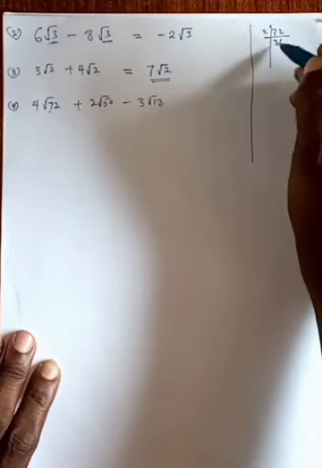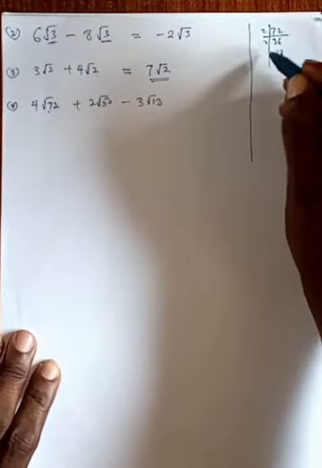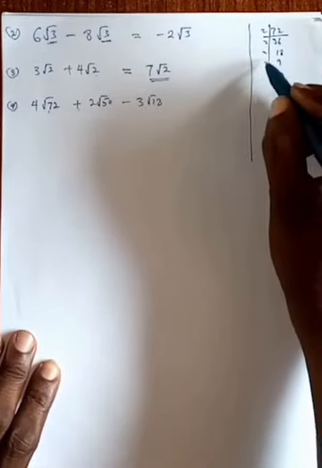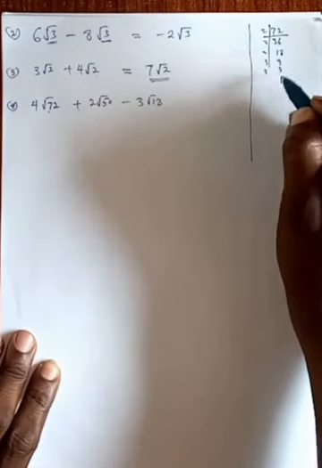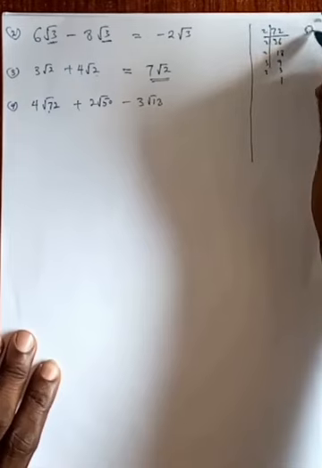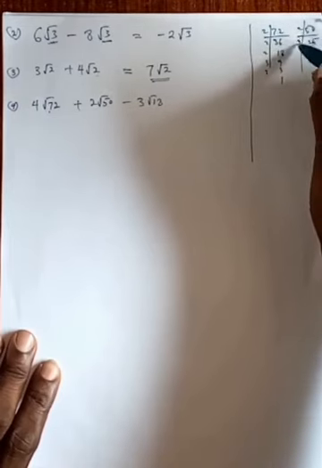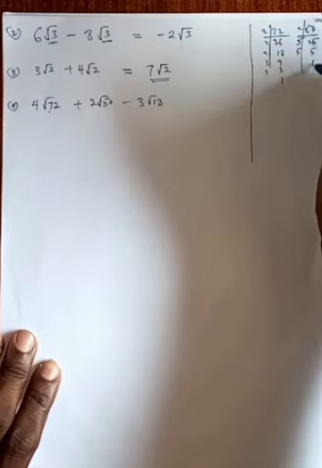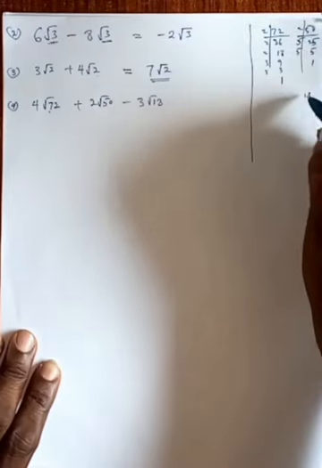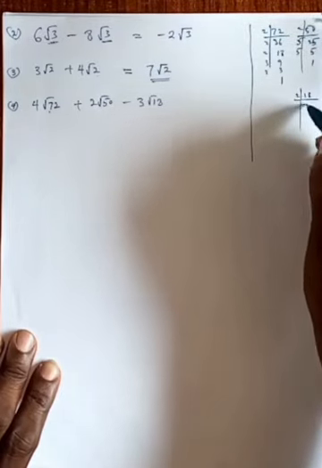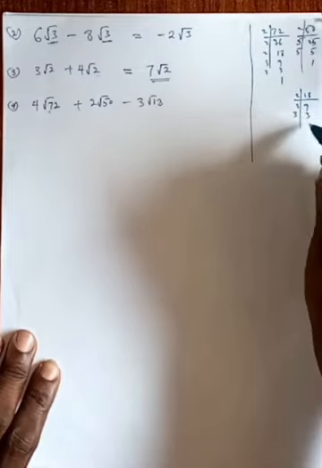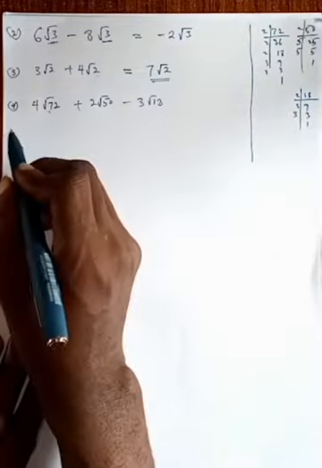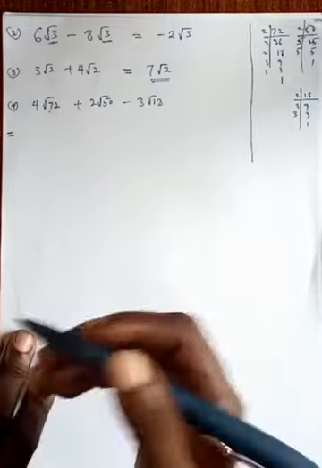2 in 72, 36. 2 in 36, 18. 2 in 18, 9. 3 in 9, 3. 3 in 3, 1. Then the other one, 50. 2 in 50, 25. 5 in 25, 5, and 5 in 5, 1. And finally, I have 18. 2 in 18, 9. 3 in 9, 3. 3 in 3 here, 1. So I can go ahead with the simplification.